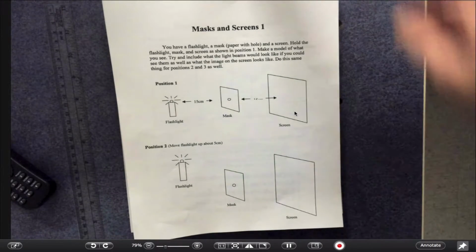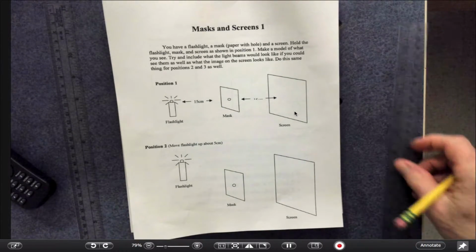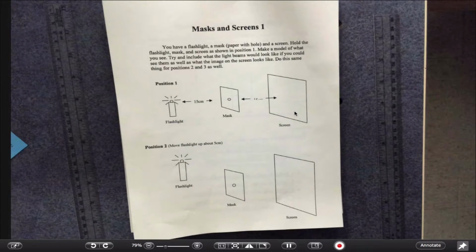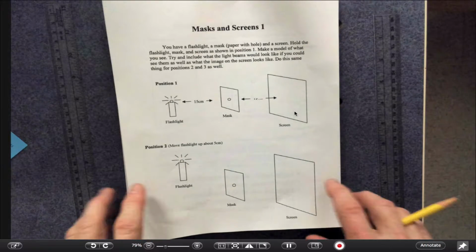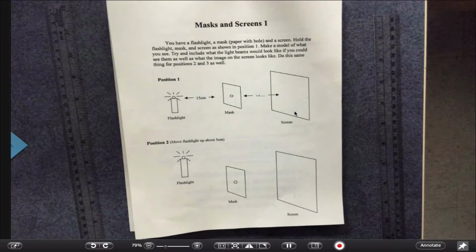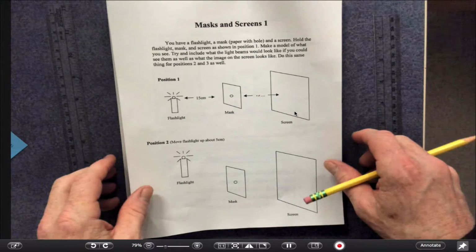Hi everybody, this is a review of our first 3 lessons in light, in case you happen to not be at school for any of these. Very important to get you up with what we're doing. And this was our first lesson we did, called Maths and Screens 1.